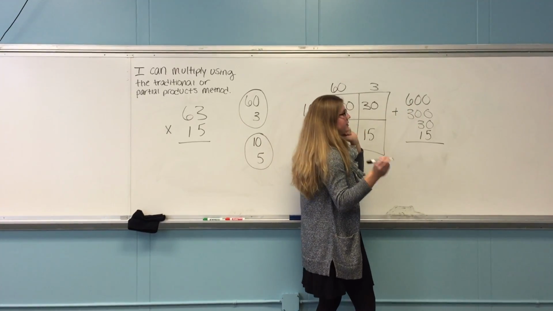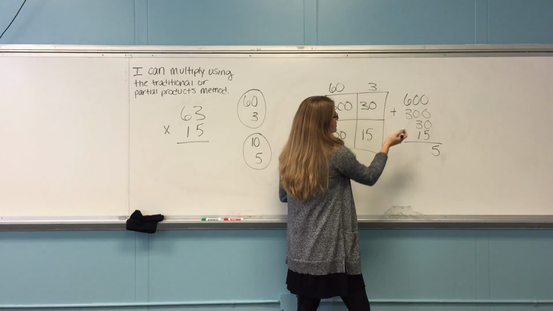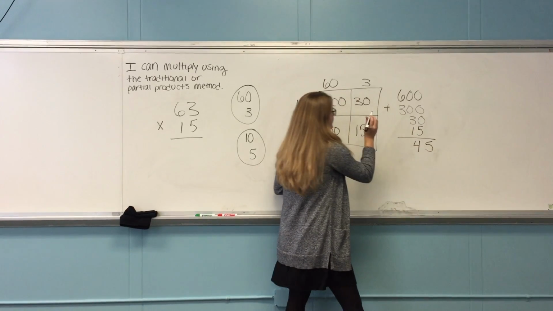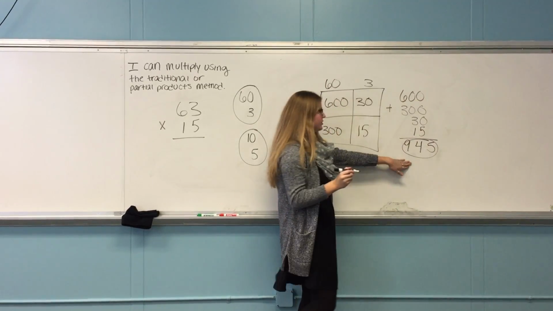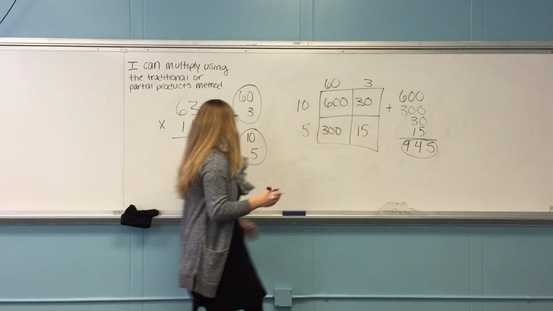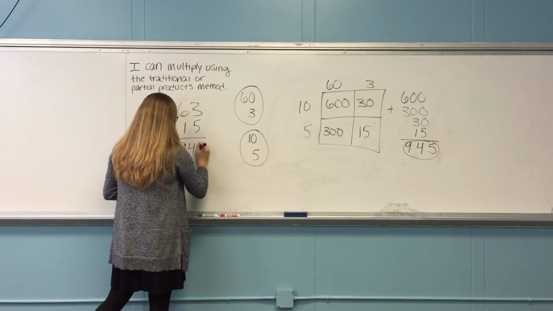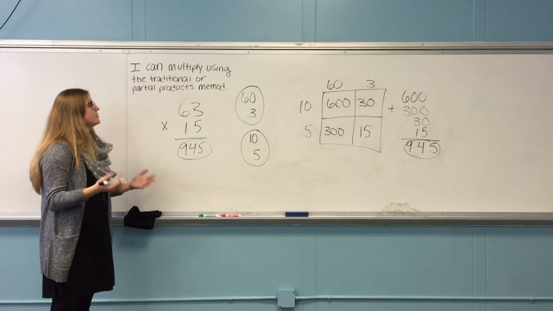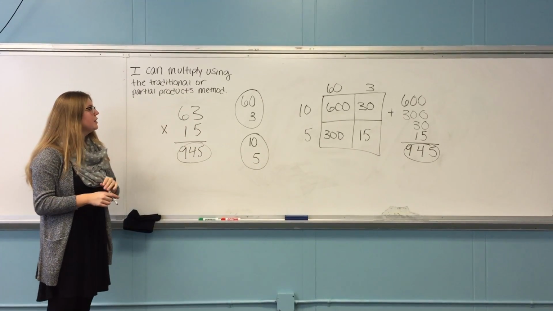0 plus 0 plus 0 plus 5 is going to give us 5. 0 plus 0 plus 3 is 3, plus 1 more is 4. And 6 plus 3 is 9. So we know our total is 945. We're going to take this, plug it in under our multiplication problem to get our solution. And again, you should be able to say this in a number sentence. So you would say 63 multiplied by 15 equals 945.